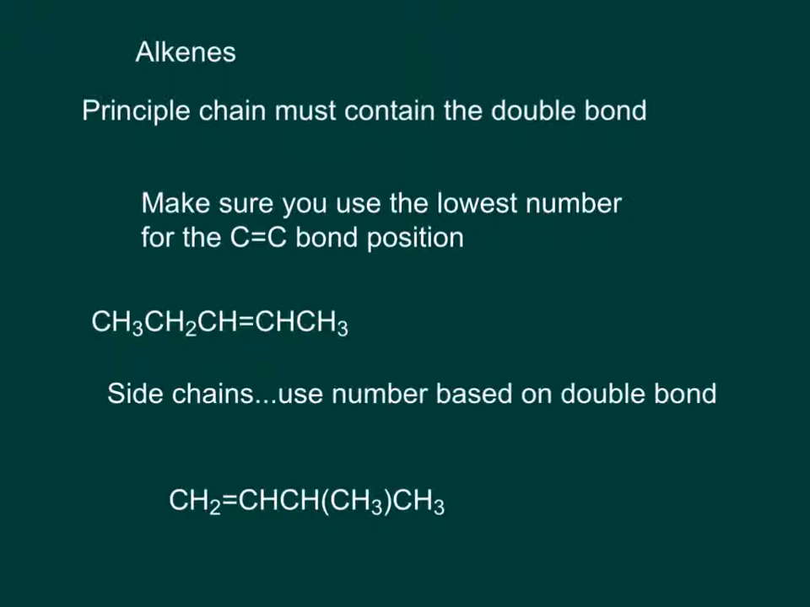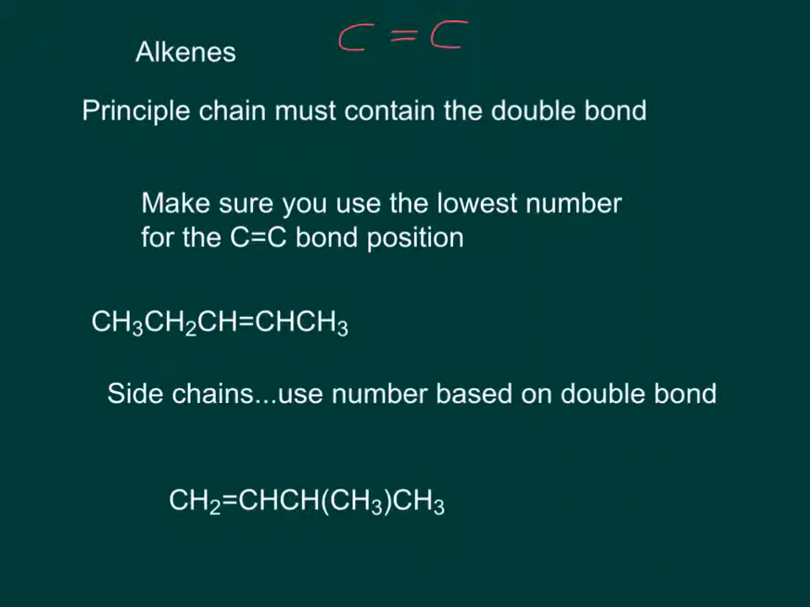Right, so we're going to tackle some alkenes now. Remember with alkenes, they contain the carbon-carbon double bond. So the first thing you need to watch out for is your principal carbon chain is the one that contains the carbon-carbon double bond. So don't worry about whether it's the longest or so on. Find the one which has your carbon-carbon double bond. Obviously, make sure whichever one does is the longest one possible. That then becomes your principal chain.